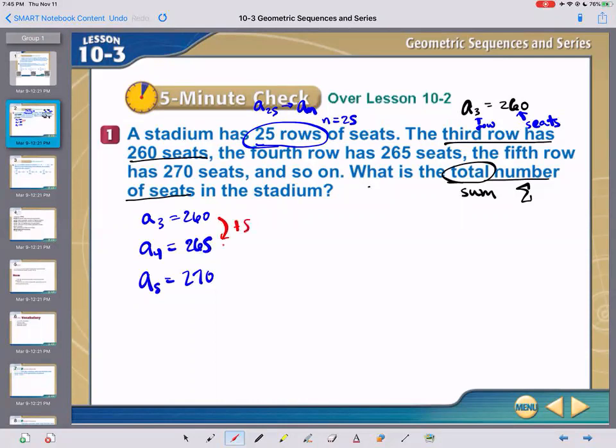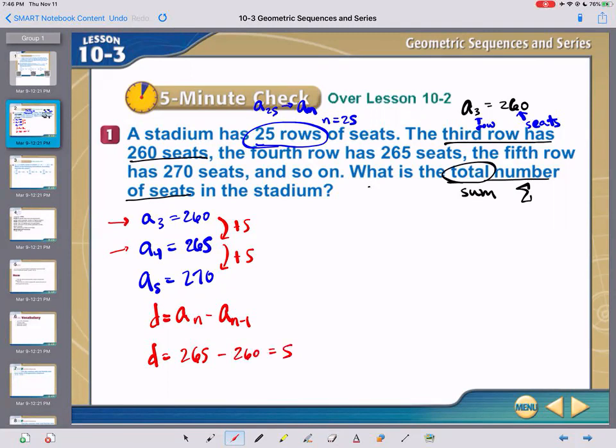Hopefully that's kind of obvious to you, but if it's not, we learned in lesson 10.2 that you can find what's called the common difference by taking the second term, or really any term, let me erase that 2 because it can be any term, and subtracting the term that came before it. So we could take 265, term number 4, and subtract term number 3 that came before. I can subtract that and find out that the difference is in fact 5.